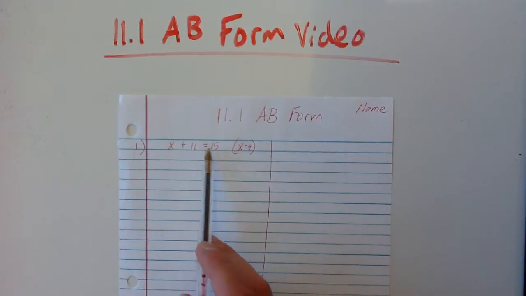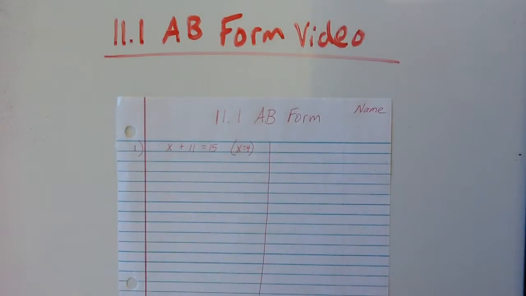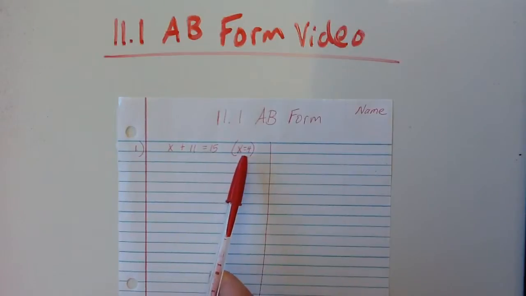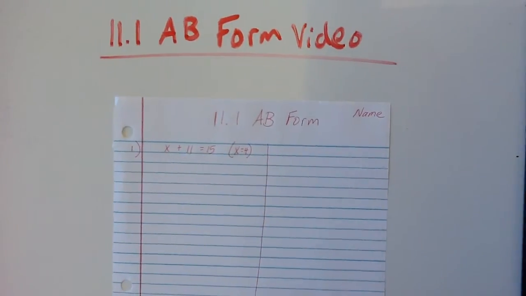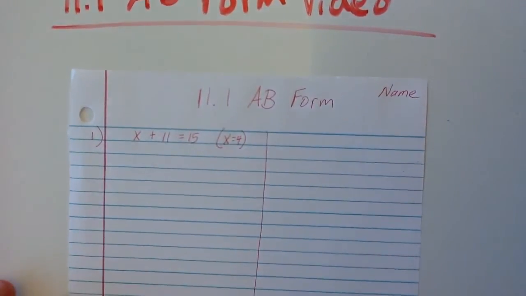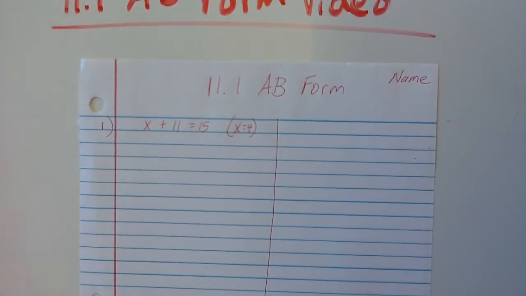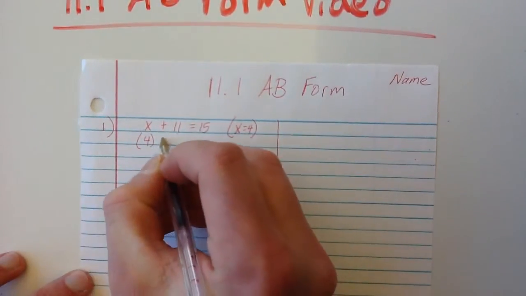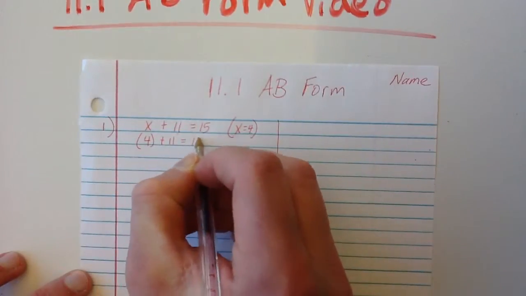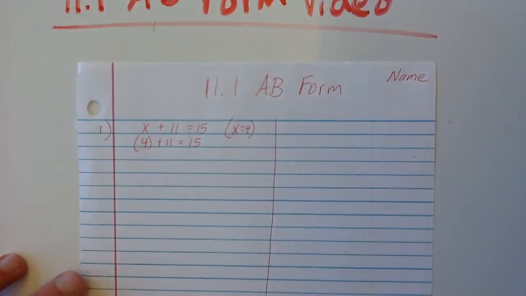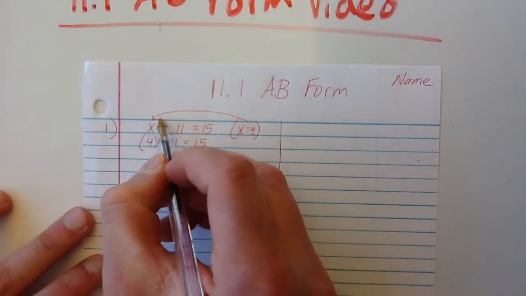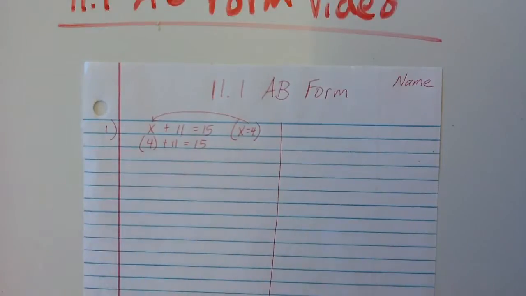I have the equation copied down. I'm going to substitute in or plug in this value for x, because I'm told that x is this. X is 4. So let's plug this in. Remember, when you plug in or substitute something in, you always put it in parentheses. So here's x. I'm going to put 4 because x is 4. 4 plus 11 equals 15. Okay, so this is what it should look like on your paper. I substituted 4 in for x, and I put it in parentheses.